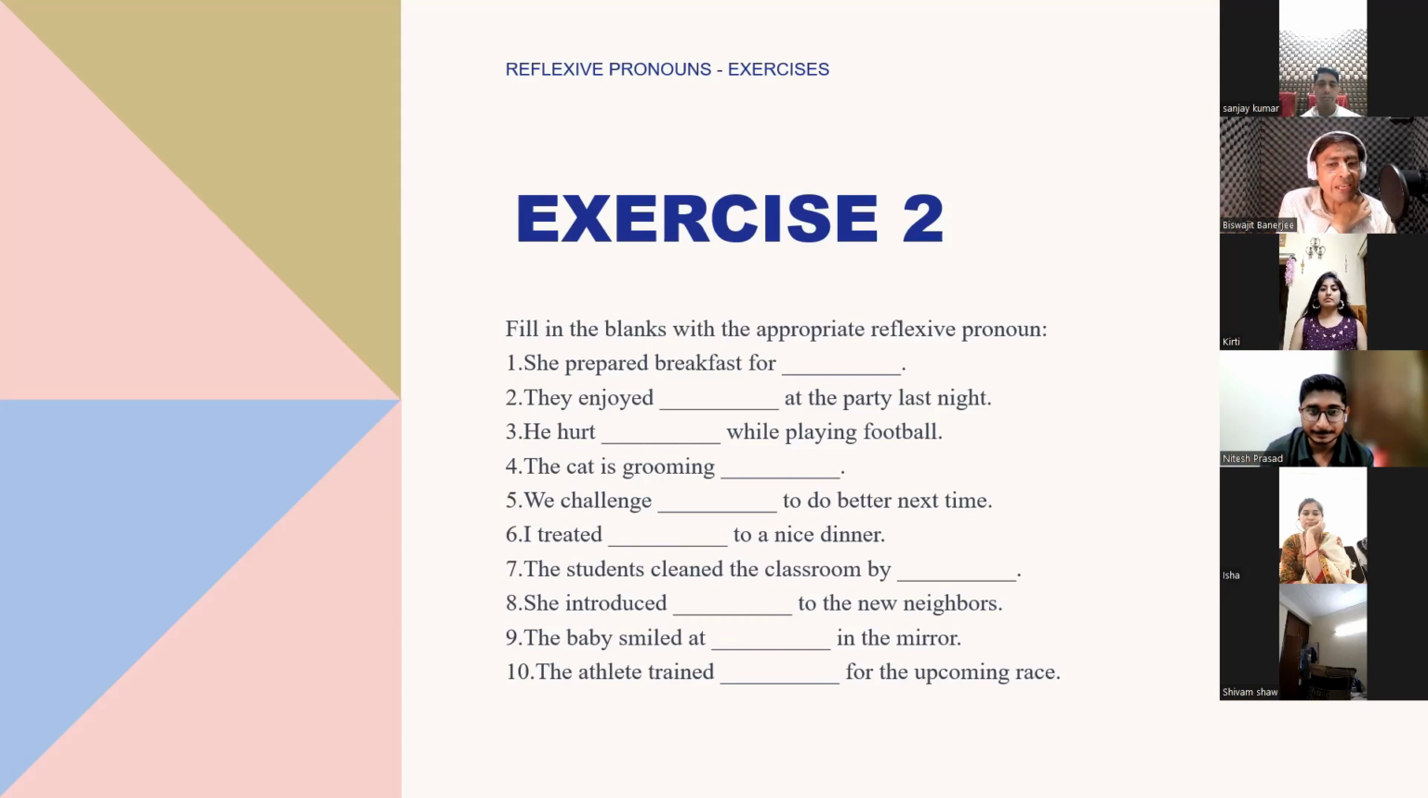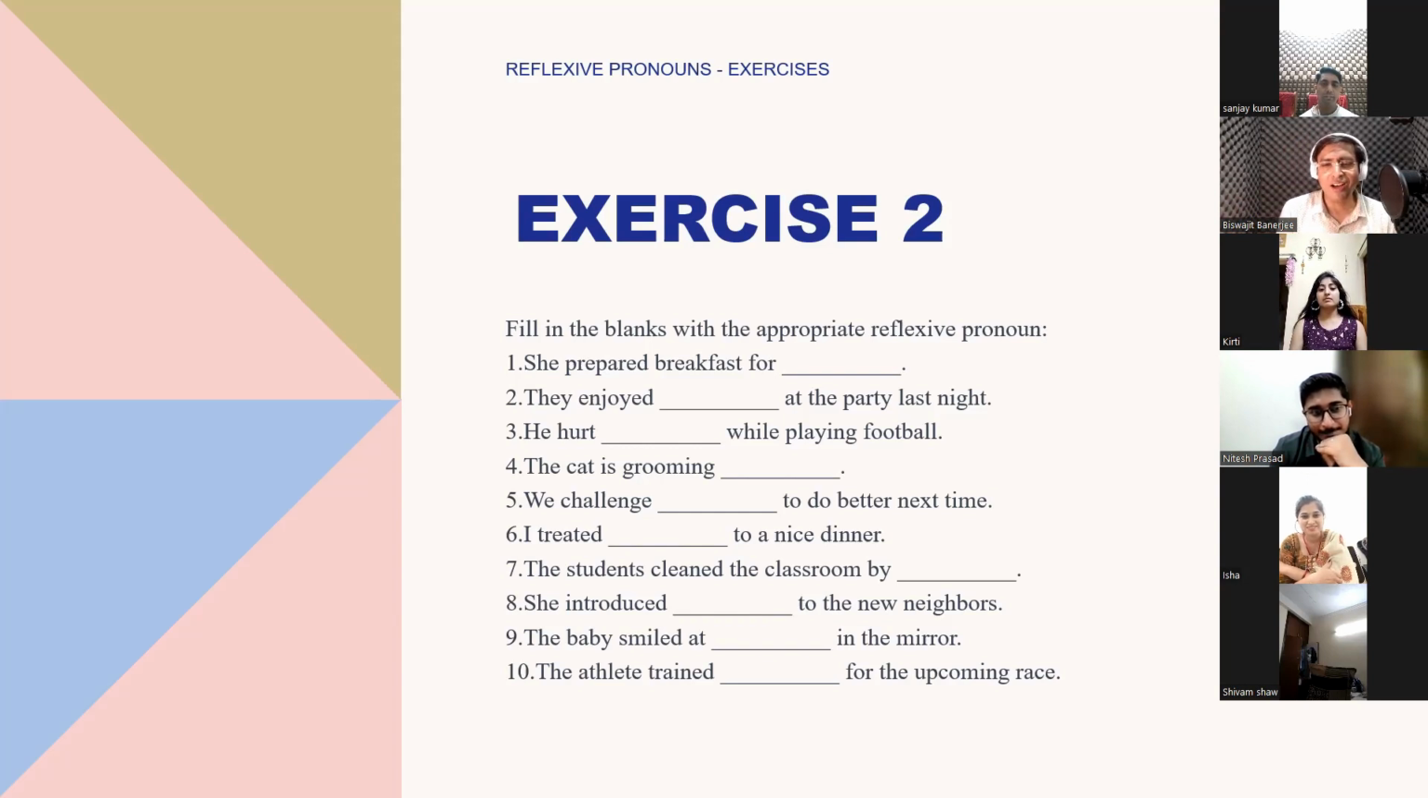Okay, Kirti. He hurt dash while playing football. He hurt himself while playing football. Spot on, Kirti. Well done. Nitesh. The cat is grooming dash. Tricky one. The cat is grooming itself. Wonderful. Spot on. Isha. We challenge dash to do better next time. Sorry. Go ahead. We challenge ourselves to do better next time. Try again, my dear. We challenge ourselves to do better next time.